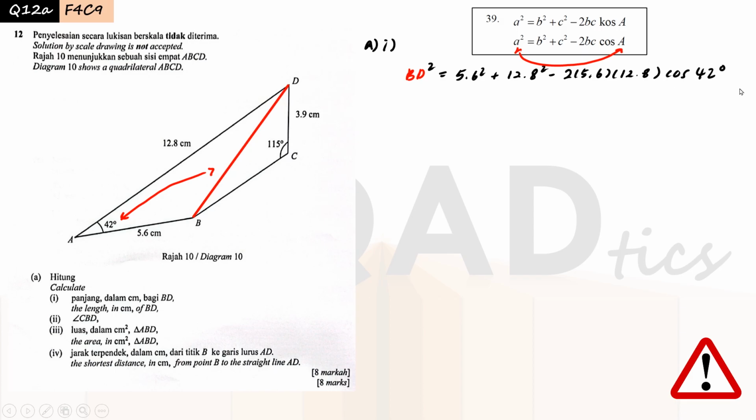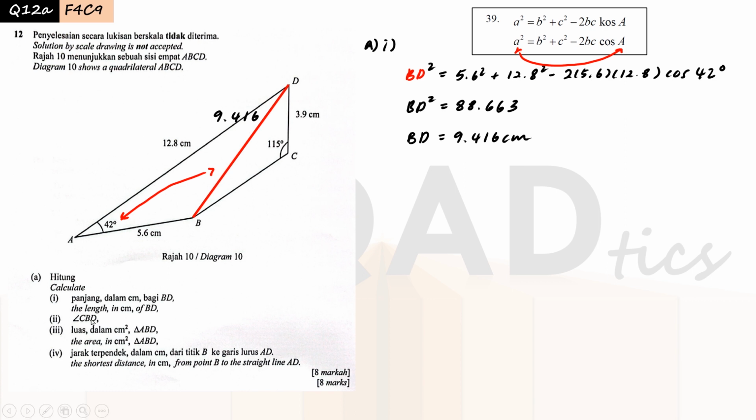So from the right side, we just simplify and move the square to the other side. Then we will get the length of BD, 9.416. And for part 2, we need to find the angle CBD, which is here.